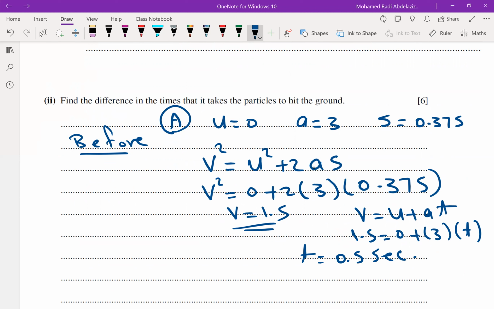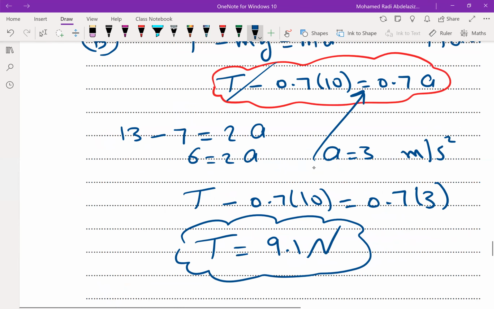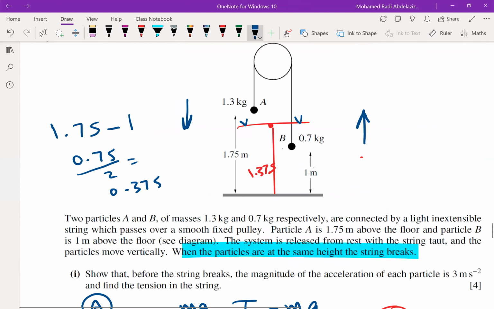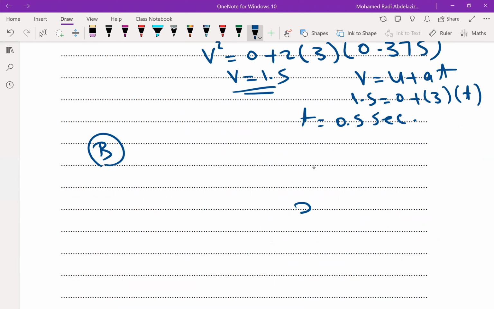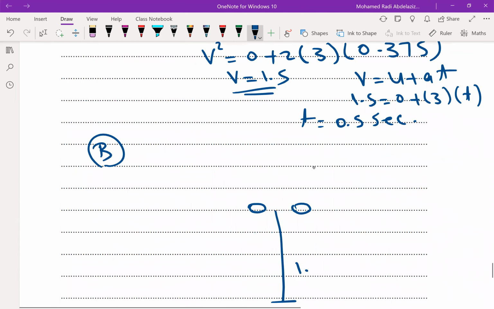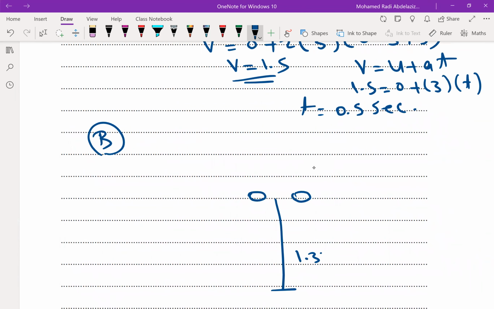This is exactly the same for particle B, before the break. Take the same time and the same velocity. Now, we'll start both at the same level. The level from the ground is 1.375.